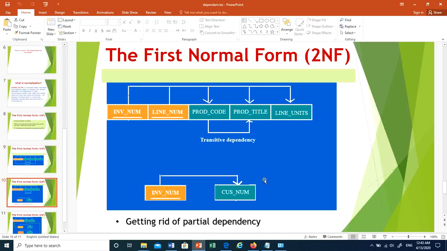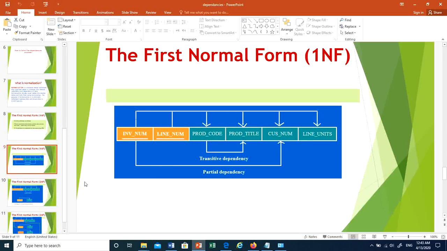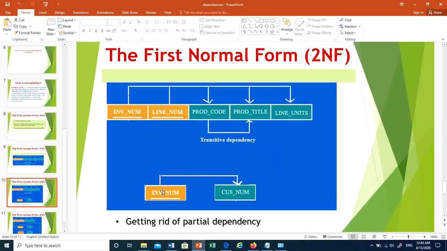We remove partial dependency by removing customer number from the list, putting it down here, and we will see the part of the key that determines it. What is the key that determines it? The part of the key that determines it is this invoice number. So we take out a copy of it. Of course, we don't remove it completely. We have to keep it there because it is a composite key determining the other attributes. But we make a copy of it here, and then we take the customer number completely from the top and move it here, and that means I am removing the partial dependency.